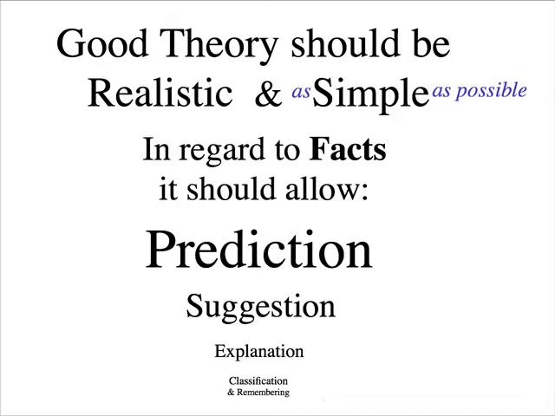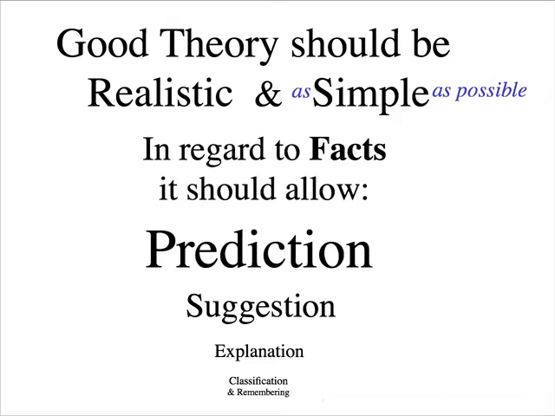Below that, though, a theory that does something below suggestion is not particularly useful, like explaining something. That's called postdiction, when a theory explains something but can't predict something. It's only good for knowing something after the fact, which, what's the point, right? And then finally, classification and remembering. That might be something that a theory can do, but it's not what makes a good theory.